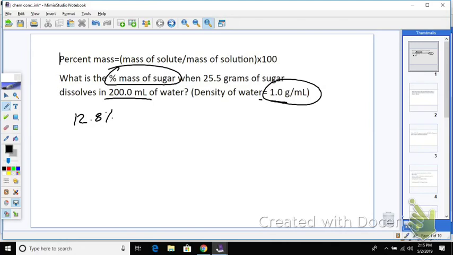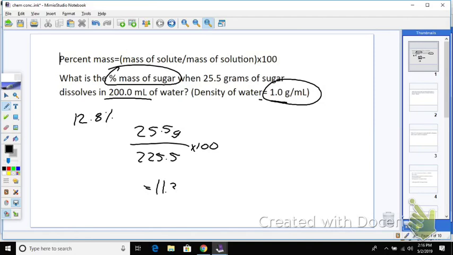Okay, so we want to take the mass of the sugar, what we're trying to find a percent of, and we're going to divide by the total mass. The total mass is 225. Now that would get your percent. I think it's going to lower it, right? 11.3. Okay, so 11.3 is your answer.